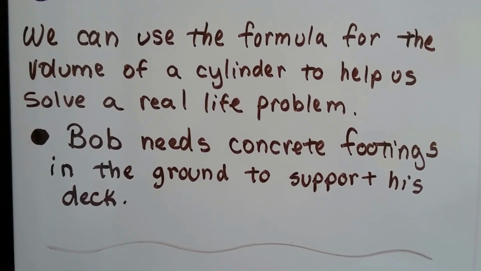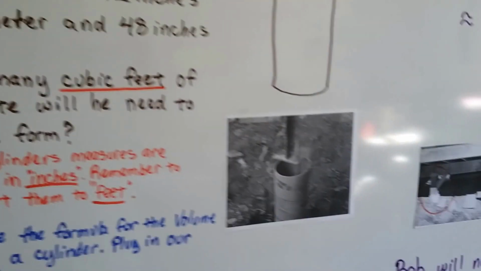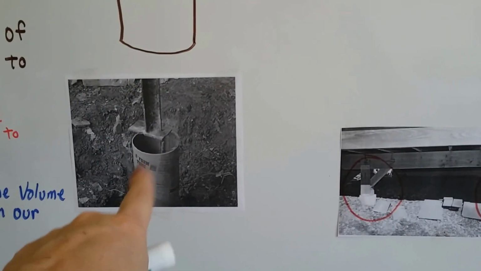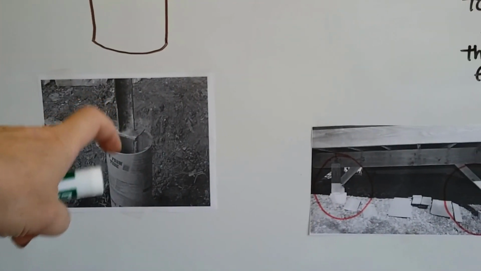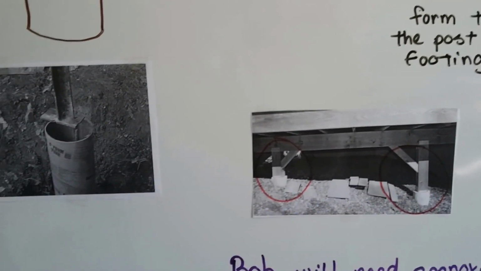Bob needs concrete footings in the ground to support his deck. So what he's going to be doing is filling these concrete forms with the concrete, these tubes, and he's going to be using them as footings for a deck. Okay, we need to find out how much concrete he needs.